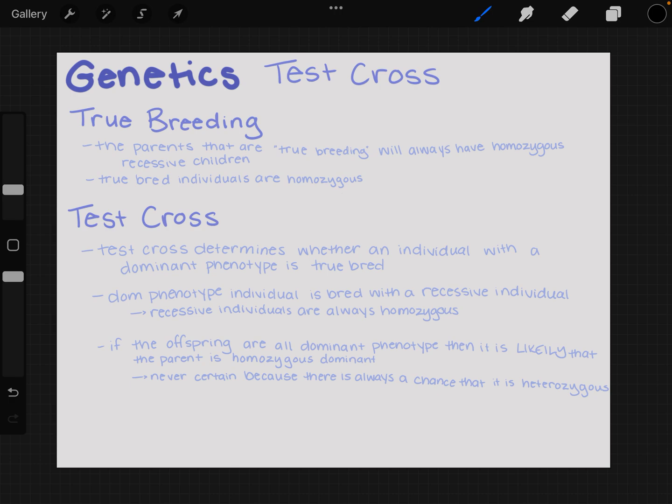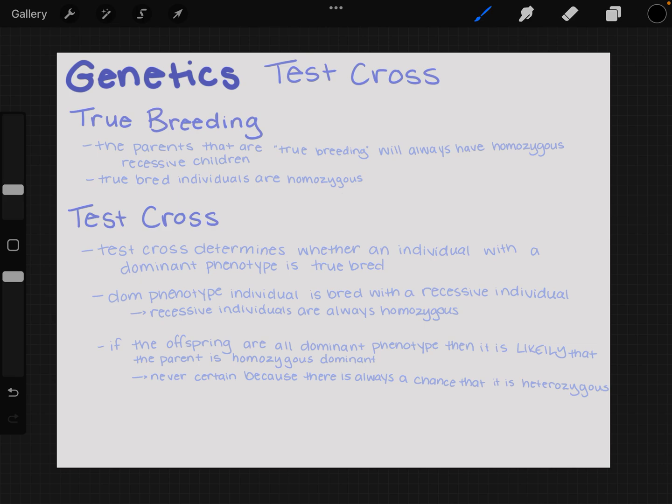All right, now let's talk about a test cross. This can be used for really any type of, well, not codominant probably, but it can be used for any monohybrid or dihybrid, whatever, right? So true breeding is going to refer to parents that are true breeding, and then they will always have homozygous recessive children. So what do I mean by this? I mean that true bred animals are always going to be homozygous recessive. We know that they're going to be homozygous recessive because they will present the recessive allele.